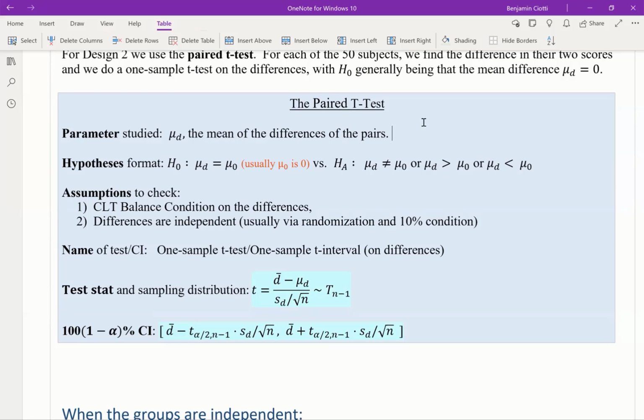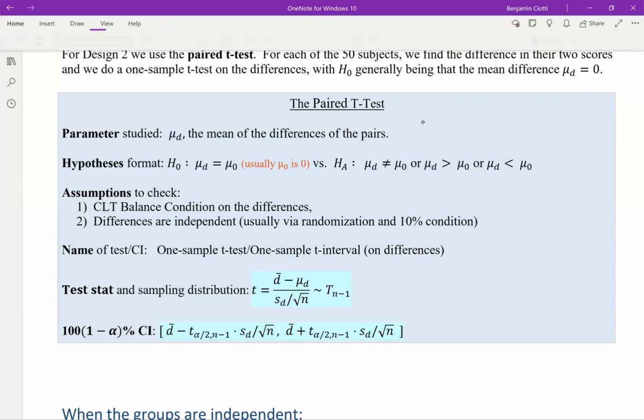Oh, FYI, this is the same as the difference of the means. Not that that's important, but just FYI. The difference of the means is the same as the mean of the differences.